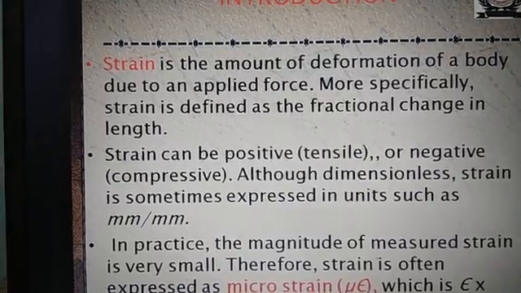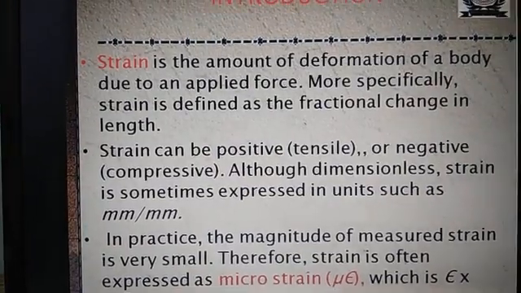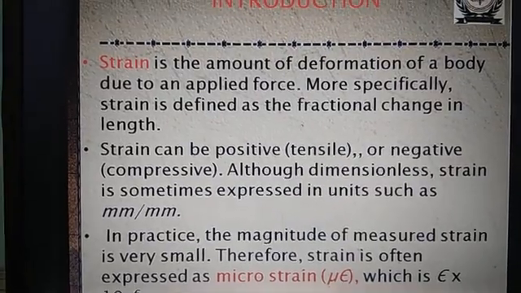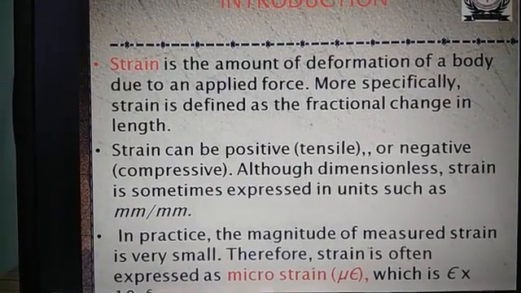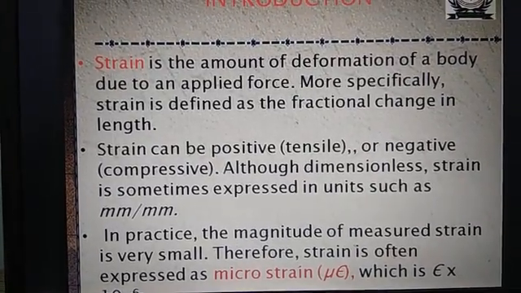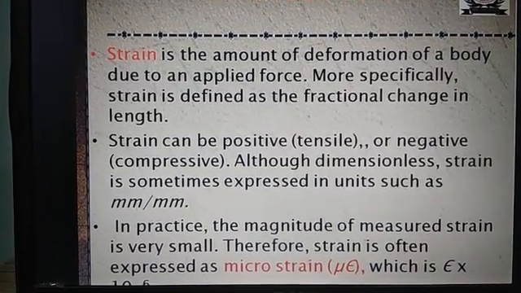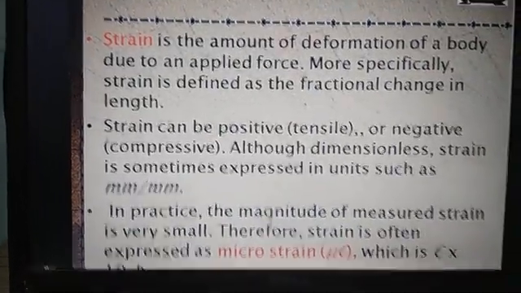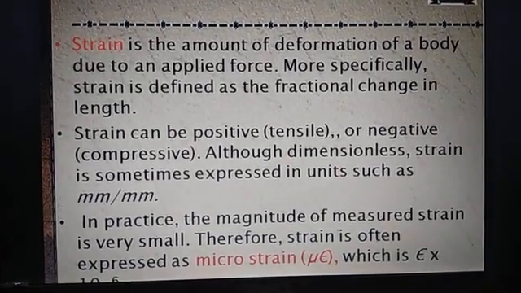Strain can be positive, that is tensile, or can be negative, that is compressive. So these are basically two types of strains. Either it is tensile form, positive form, or it is negative, compressive form. That is, you can say length is increased or length is reduced. Although it is dimensionless, strain is sometimes expressed in units such as mm per mm, because it is change in length upon length. So it is dimensionless, but sometimes it can be in terms of mm by mm.